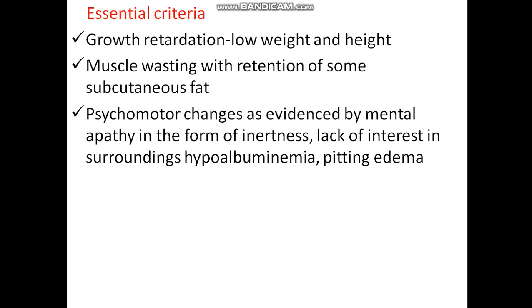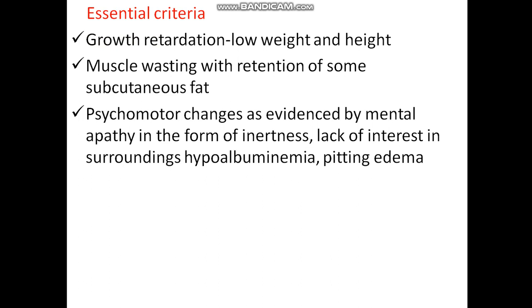Then what are the essential criteria for diagnosis? Growth retardation, low weight and height in these children. Muscle wasting, muscle losing with retention of some subcutaneous fat.